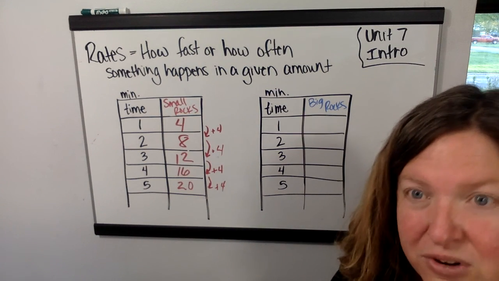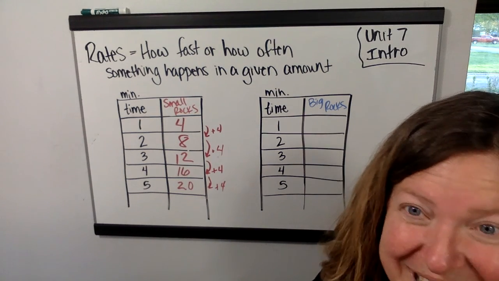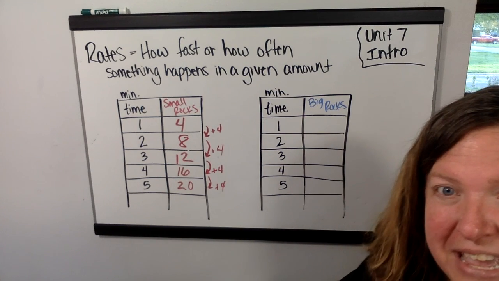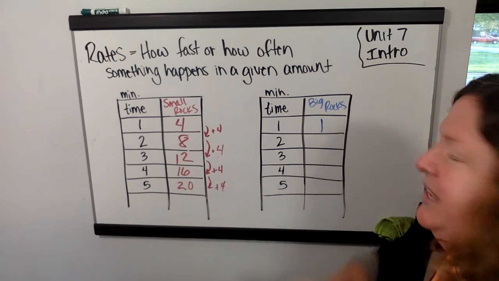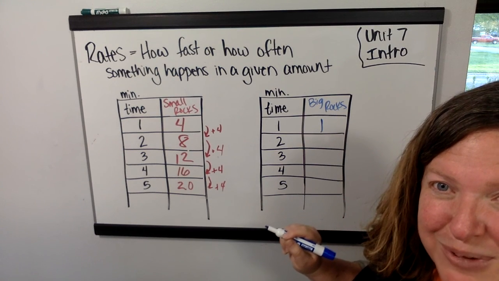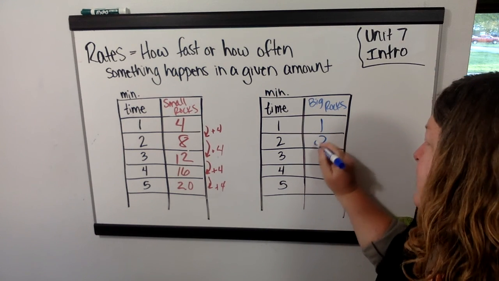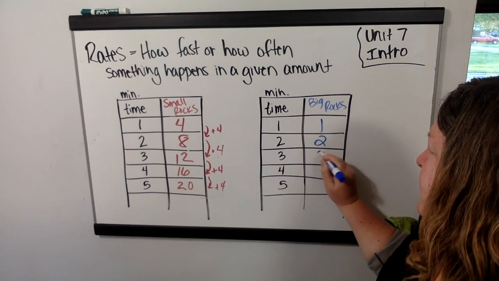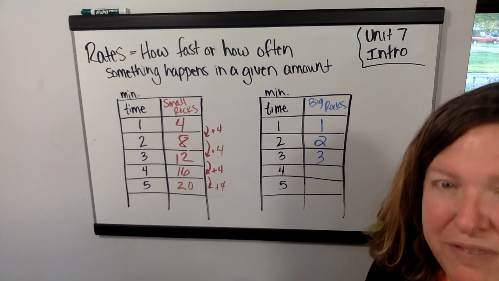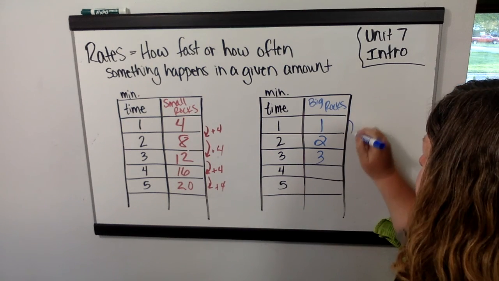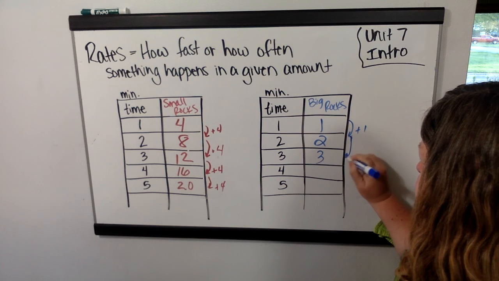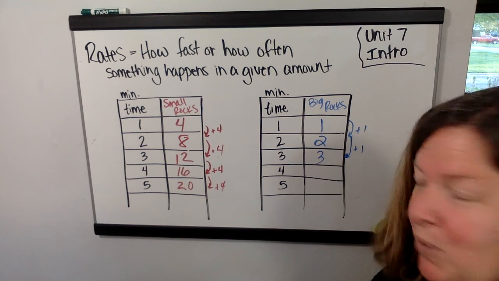Big rocks are a little bit harder to find, probably because other people already like to find them too. So each minute went by and I found 1 big rock. After 2 minutes went by, how many big rocks had I found? I hope you're saying 2. After 3 minutes, 3. So these ones were counting up by 4. Those small rocks were counting up by 4. 4 more every time. The big rocks are counting up by 1. Each minute goes by, I find 1 more big rock.